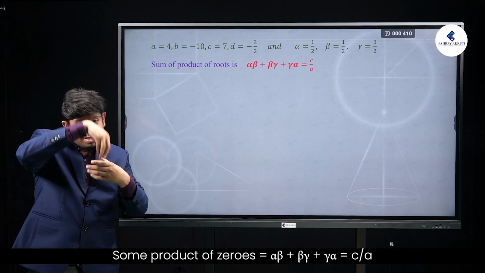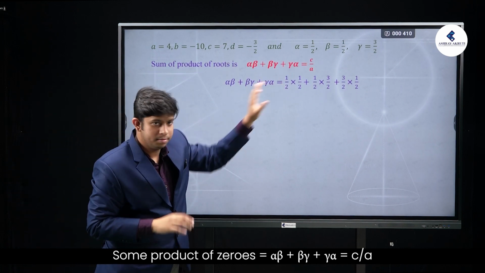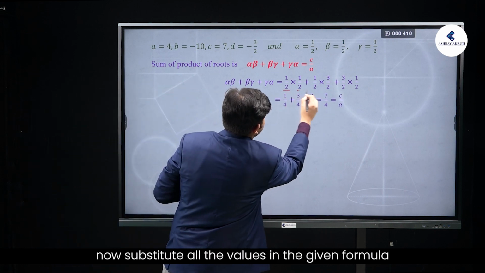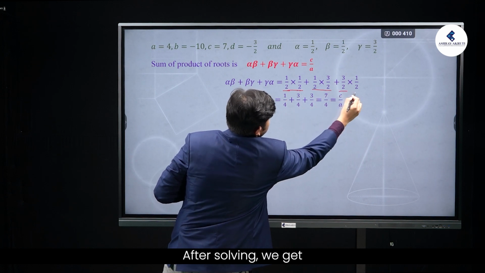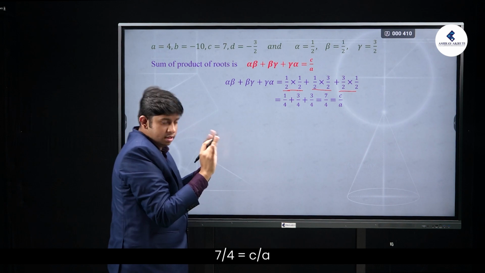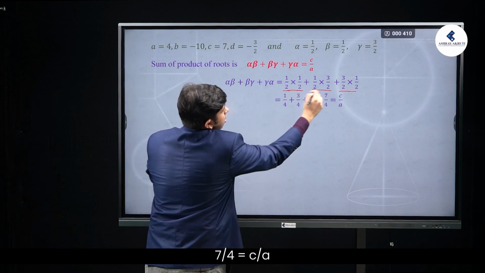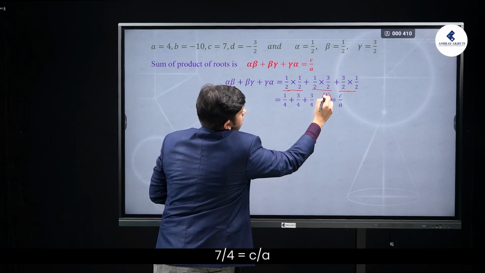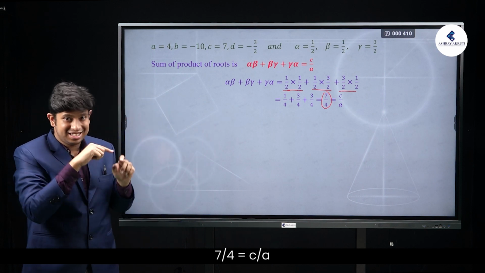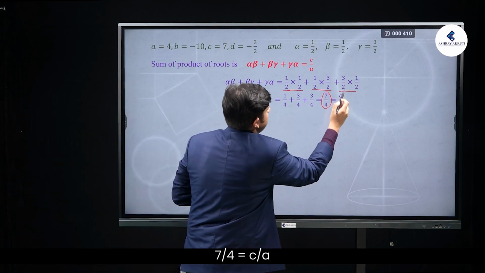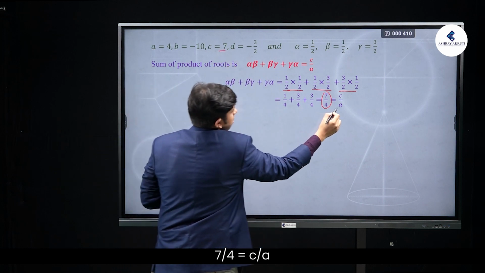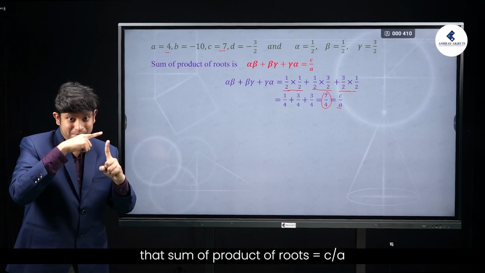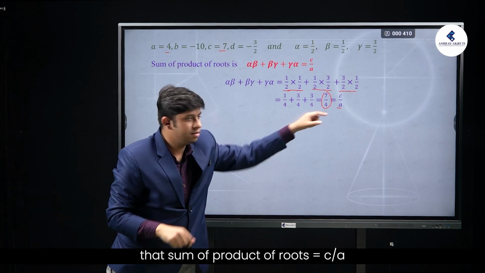Sum of product of zeros is equal to alpha beta plus beta gamma plus gamma alpha, that is equal to c by a. Now substitute all the values in the given formula. After solving, we get 7 by 4, which is equal to c by a. Hence, it is verified that sum of product of roots is equal to c by a.